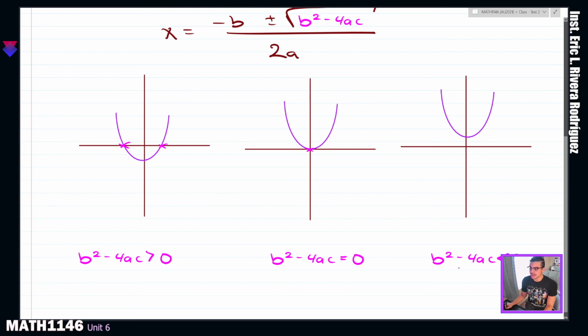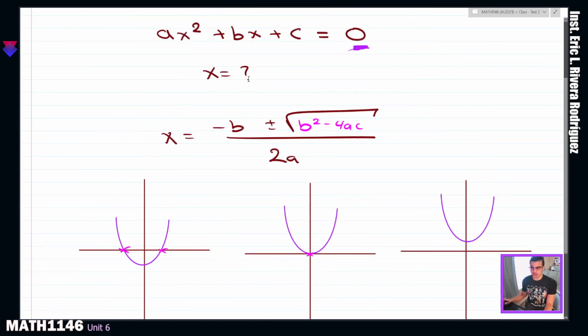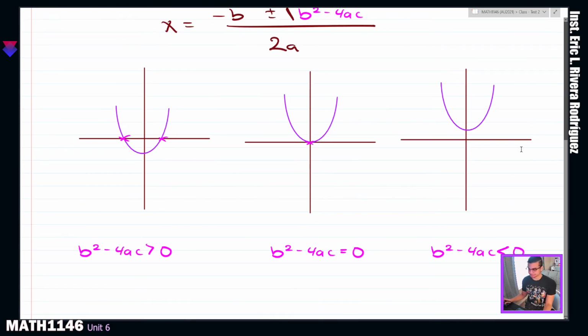When the discriminant is negative, you will have no x-intercepts. The value that you are going to get as a solution for this quadratic equation is going to be 2 imaginary numbers. Hence, the parabola you will not see in the coordinate plane based on real numbers only. You are not going to see any x-intercepts.